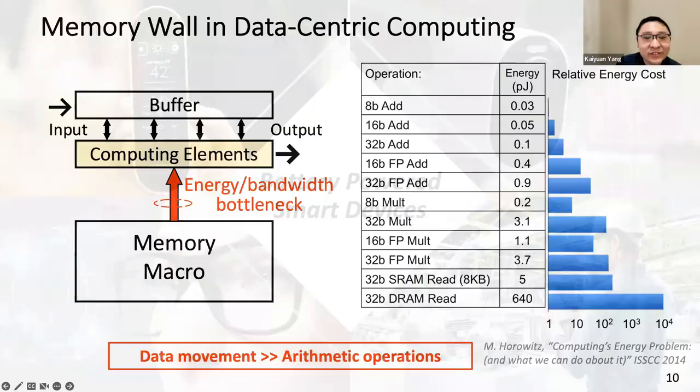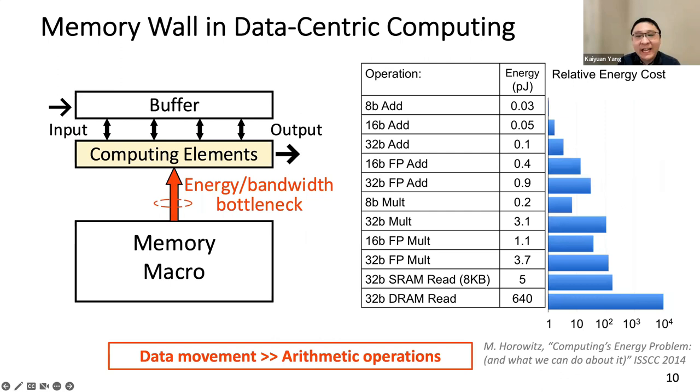So to enable AI inference at these resource-constrained devices, we face a very common problem in computing hardware and systems, which is the memory wall. As you can see from this table, the energy it takes to do an addition or multiplication is much lower compared to when you read from an on-chip memory or even an off-chip DRAM. So what this means is if your computing requires very frequent data access, and you have to keep reading new data, do some simple computing, and then put data back into the memory, then your data movement cost will be much larger than the arithmetic operations that you actually do. Because of this, memory access is becoming the energy and bandwidth bottleneck in your computing. And this is the so-called memory wall.